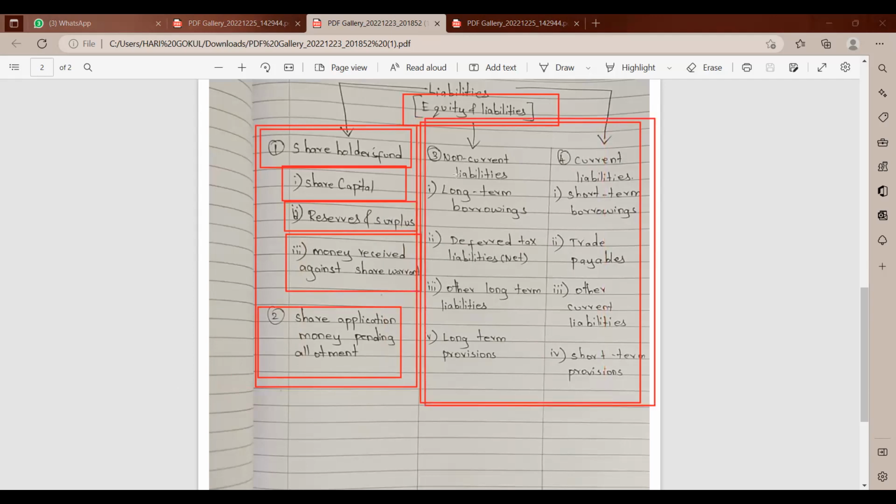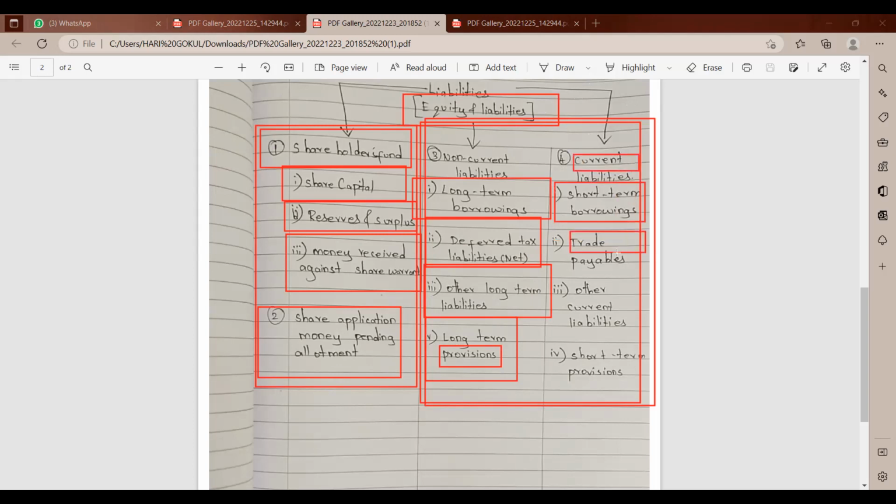And non-current liabilities. First one, long-term borrowings, deferred tax liabilities, other long-term liabilities and long-term provisions. Yeah, provisions I need to explain afterwards. Just remember it for the time being. Long-term borrowings, same. More than 12 months, long-term. If less than 12 months, it comes under short-term, under current classification.